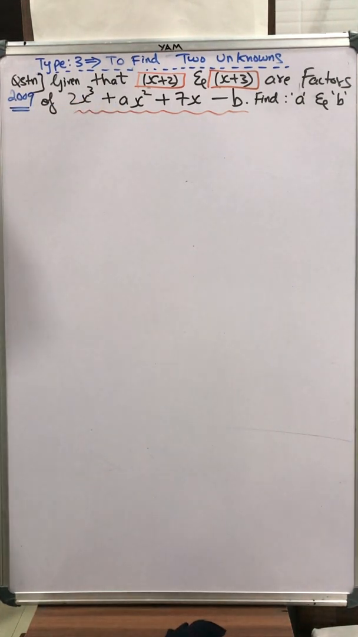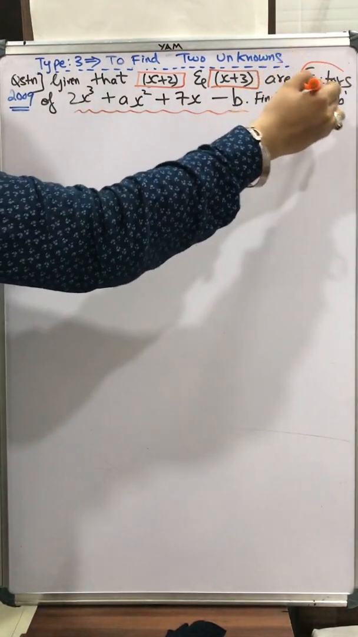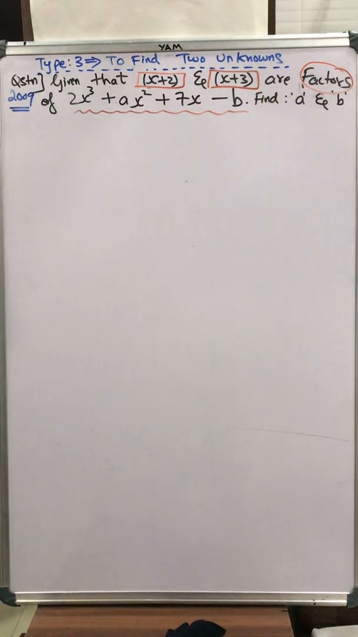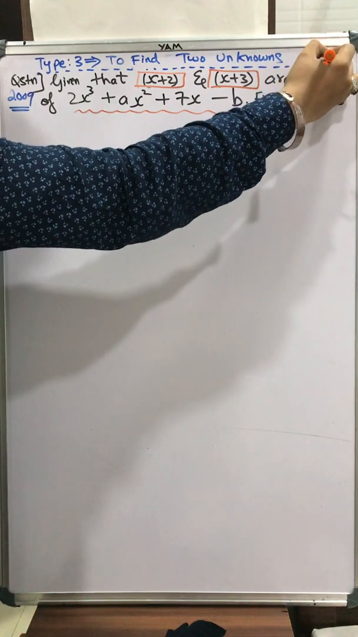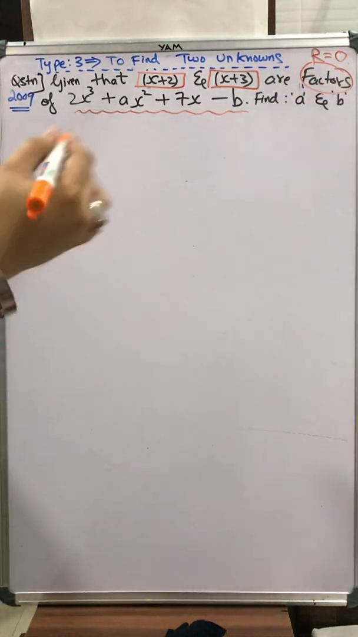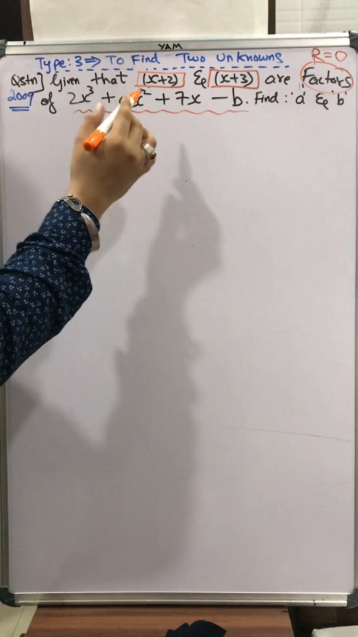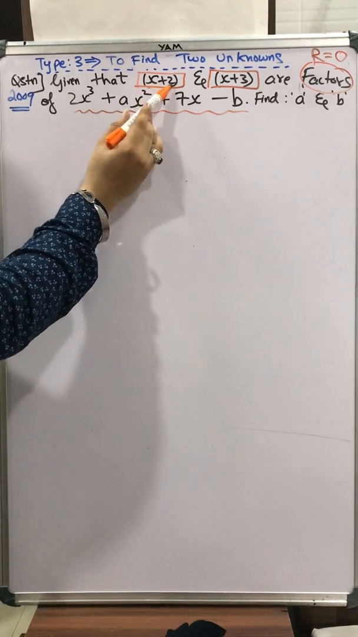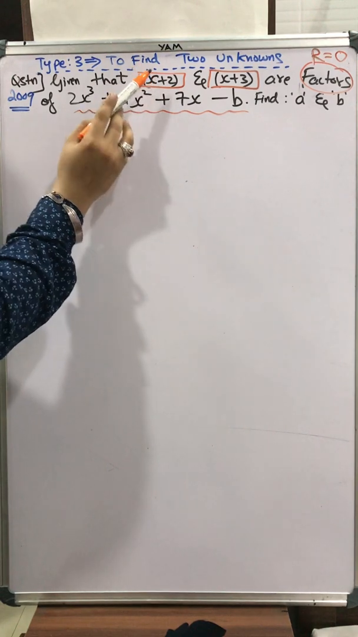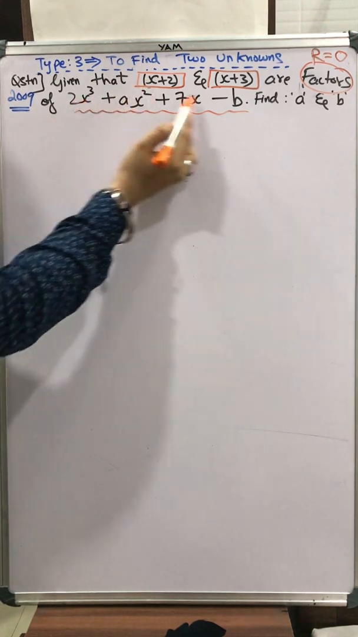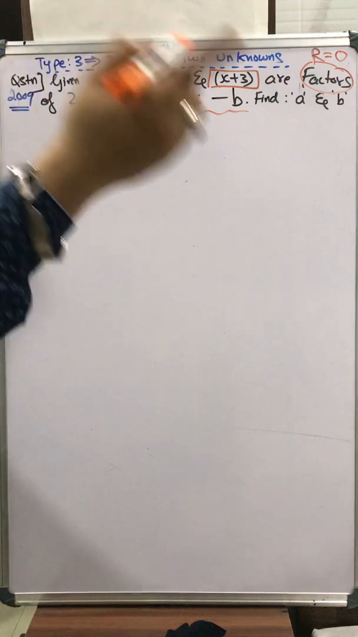First question to you all, students, what does this word factor mean? You all will say, sir, the word factor means that the remainder is equal to 0. That means, when it is x plus 2, you will substitute x plus 2 as 0, so the value of x will be minus 2, and when you substitute minus 2 in this polynomial, the remainder will be 0.